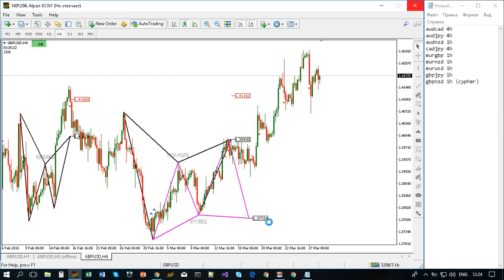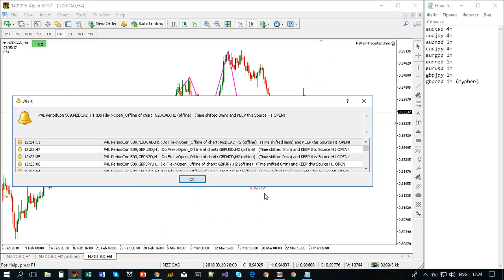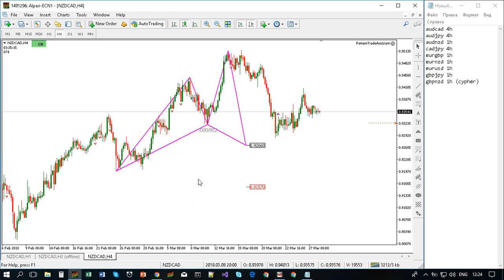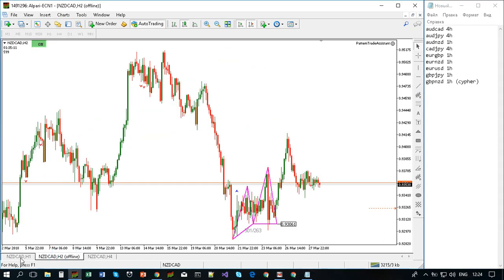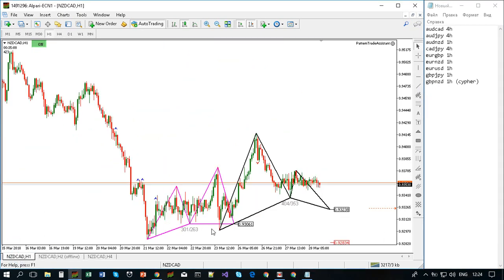New Zealand Canadian, NZD CAD. On 4 hour we have this cipher, and we have something on 1 hour as well. Yes, after that cipher winner we have a unified Gatli. NZD CAD 1 hour. Continue.